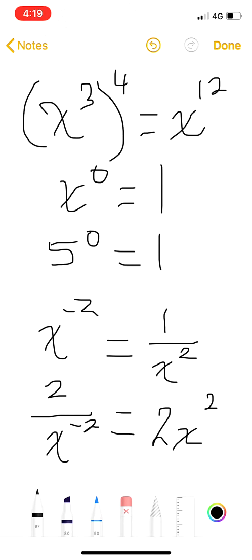So negative exponents, you need to flip. If it's in the top, bring it to the bottom and make it positive. And if the negative exponent is in the bottom, bring it to the top and make it positive. I don't know if we're going to see that, I just want to talk about it because that's another rule.